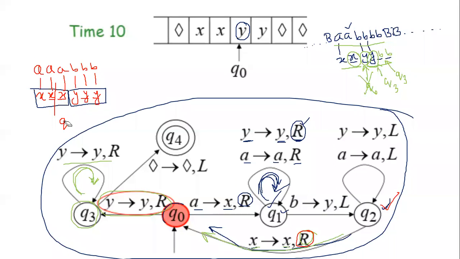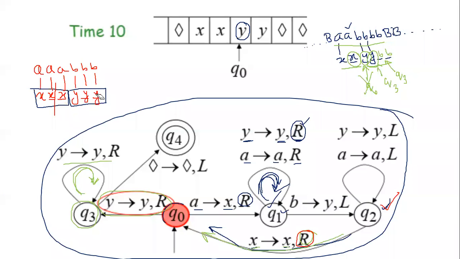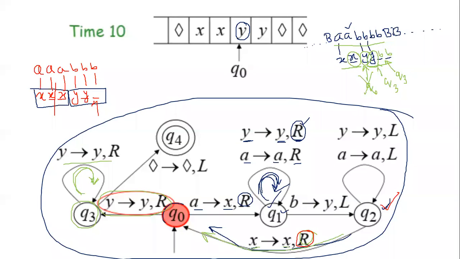You see, let's come back here again. Let's go back to this situation. I was about to convert this B to Y. Where was I? I was in Q1. I got a B, so I changed this B to Y.